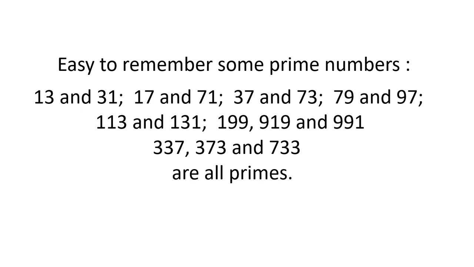Similarly, 113 and 131 both are prime numbers. 199, 919 and 991 are also prime numbers. Similarly, 337, 373 and 733 are also prime numbers. So these are some examples of prime numbers which are related to each other and are easy to memorize.